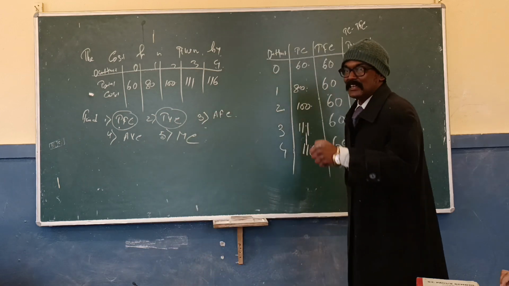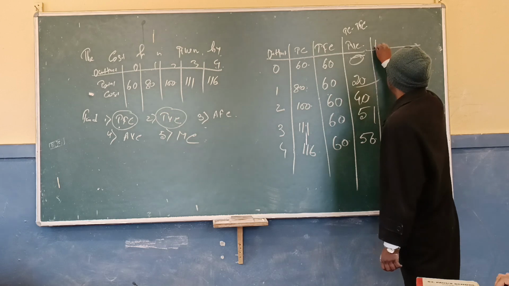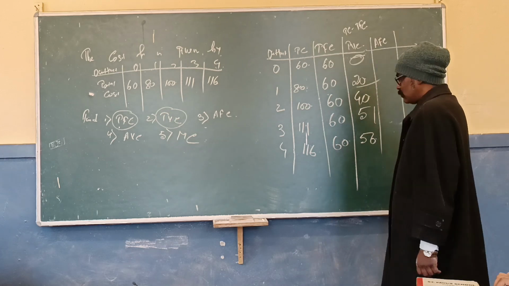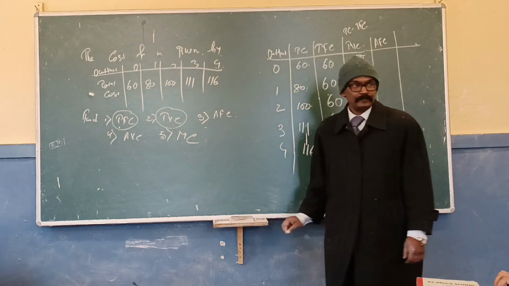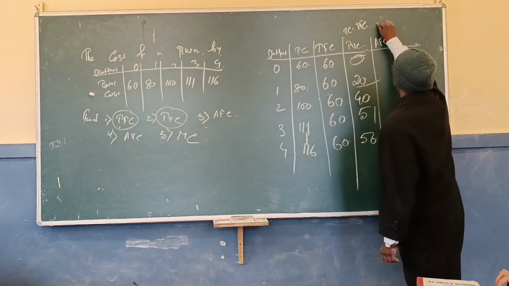Very good. Average fixed cost. What I said about average: to find out average, what do we have to do? Any type of average. TFC divided by output. Very good. AFC is TFC divided by quantity.